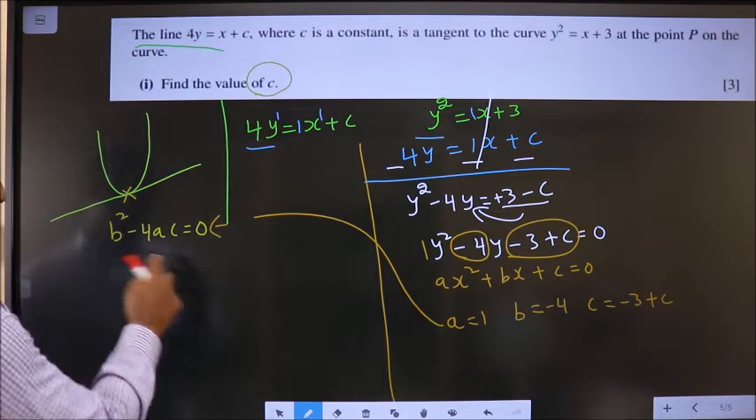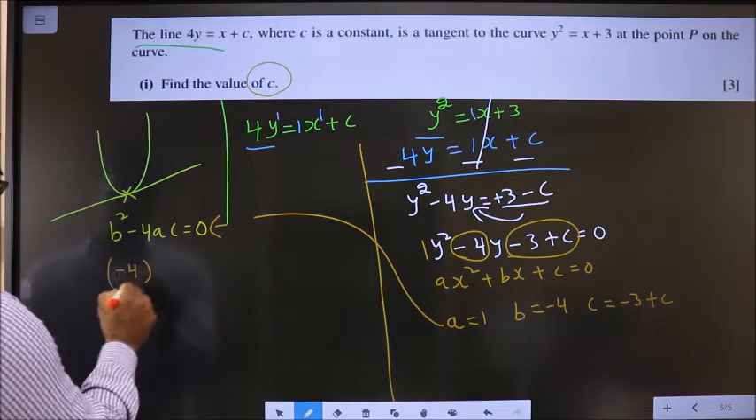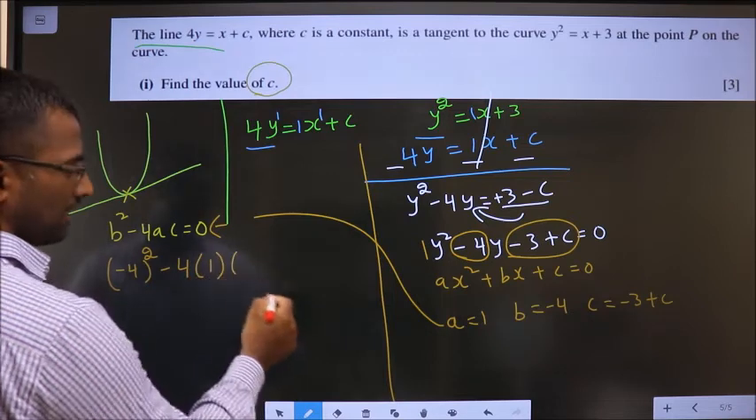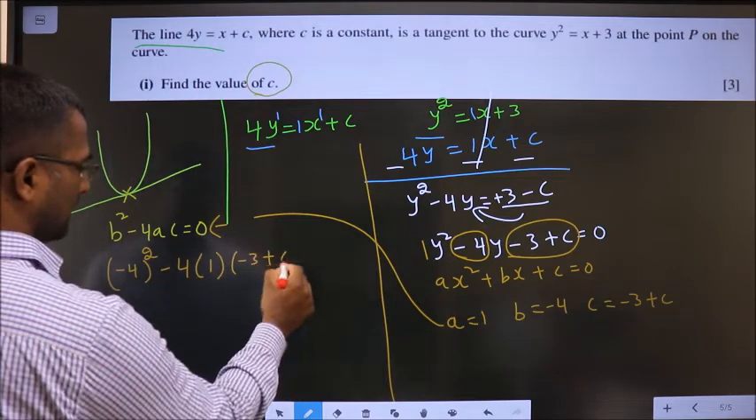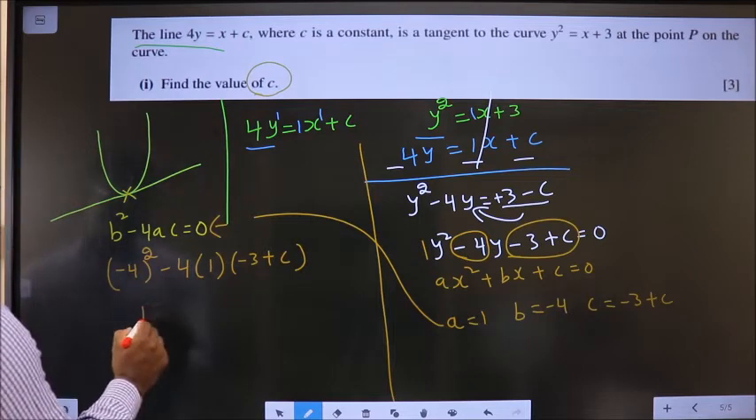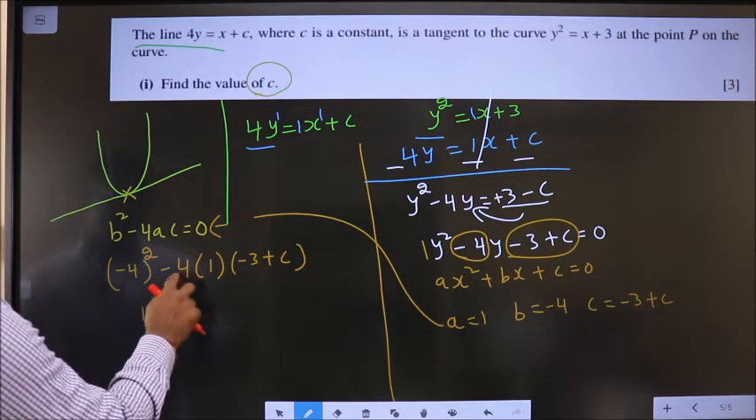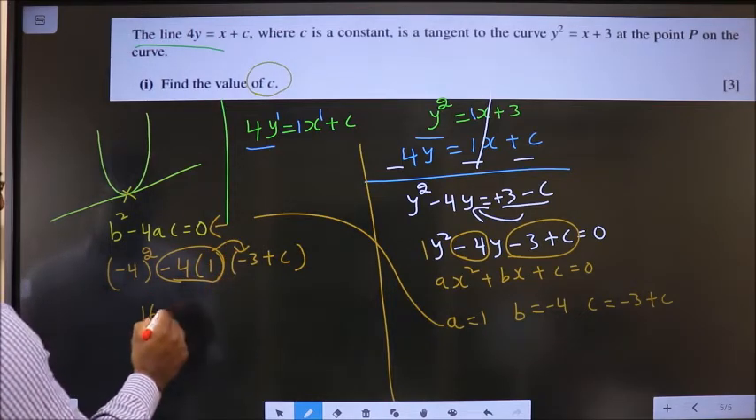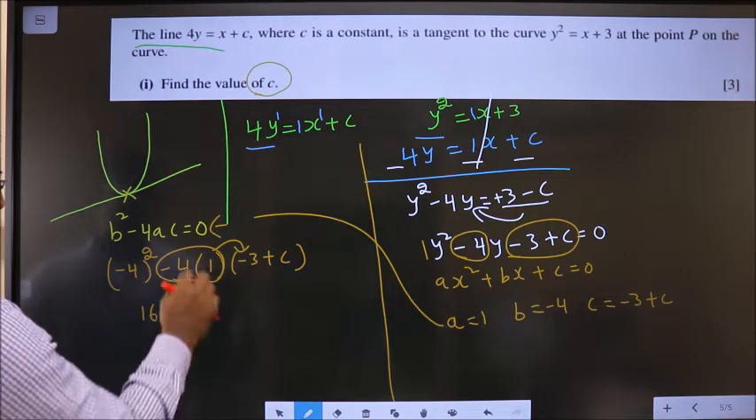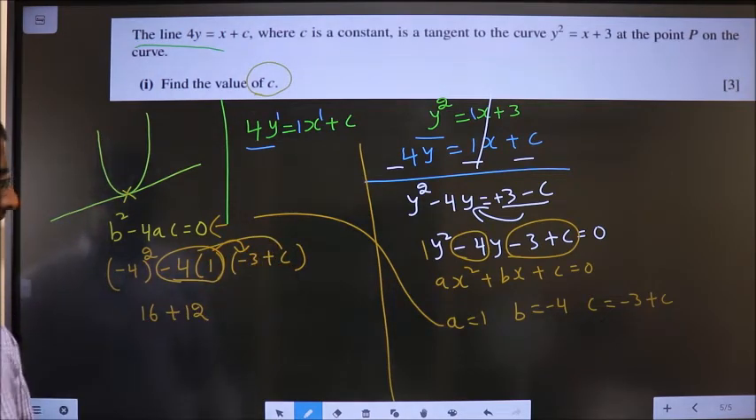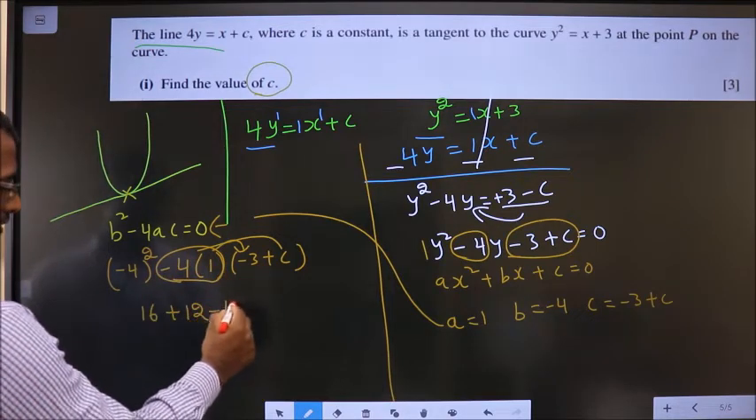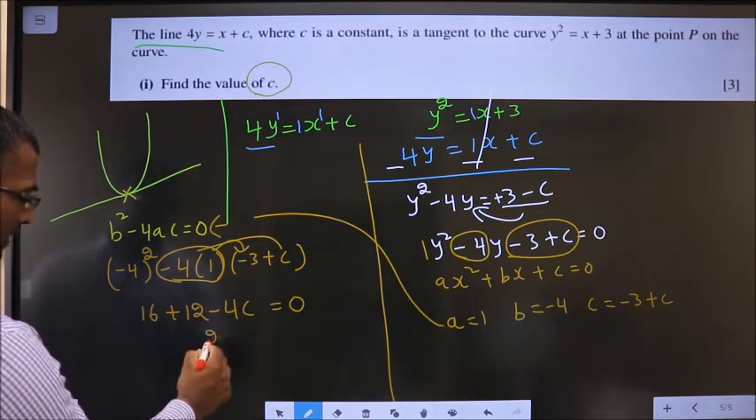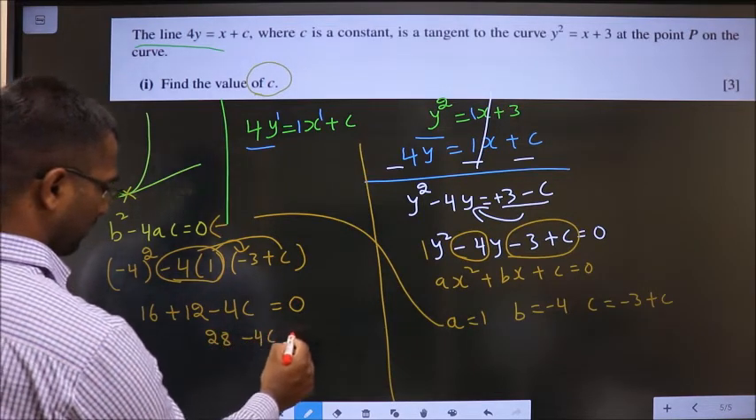Now, in place of b it is minus 4, in place of a it is 1, in place of c it is minus 3 plus c. So minus 4 whole square is 16. Here 4 into 1 is 4, so with minus 4 multiply this. Minus 4 times minus 3 is plus 12. Next minus 4 times plus c is minus 4c, equal to 0. So here 16 plus 12 is 28, minus 4c is equal to 0.